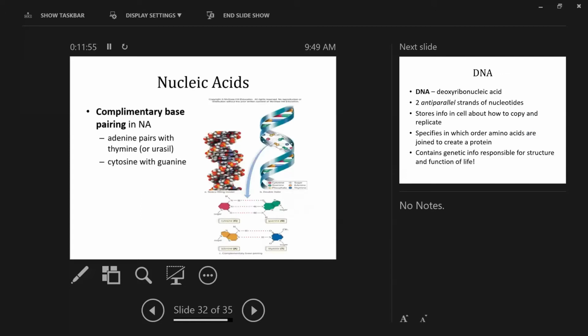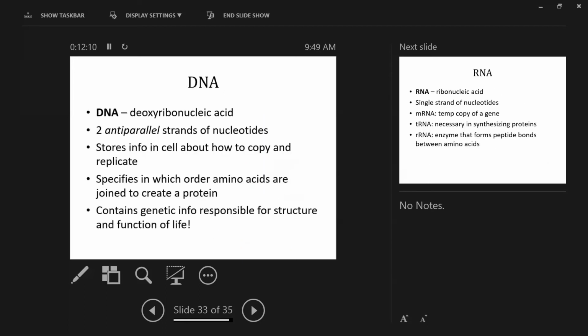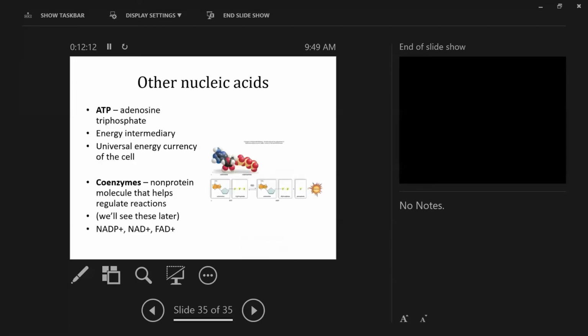Nucleic acids in the form of DNA, when those molecules are bound together, the single-ringed and double-ringed molecules bind together in what we call complementary base pairing. So we say A is paired with T, C with G. Other nucleic acids include ATP, the energy currency of the cell, and coenzymes.